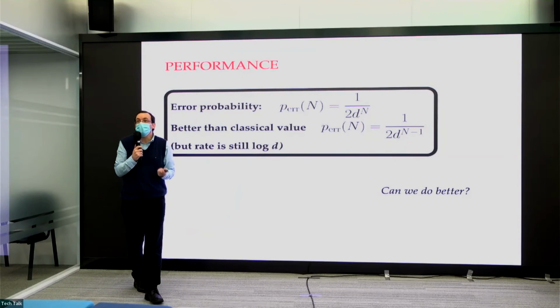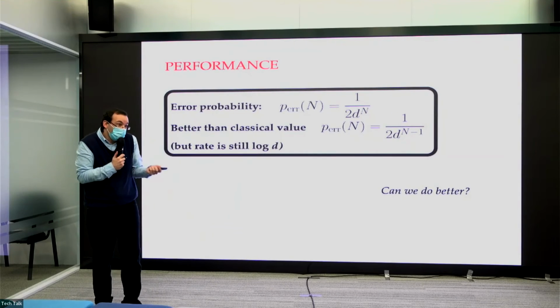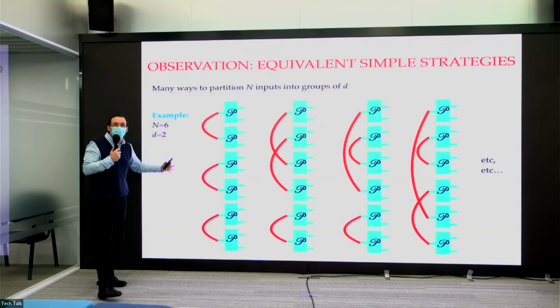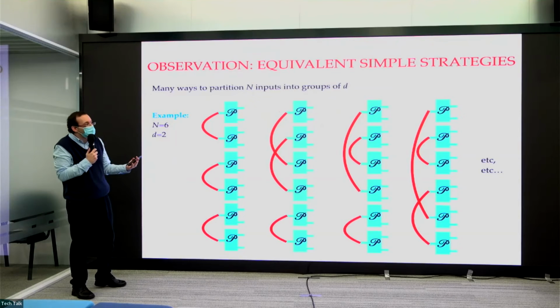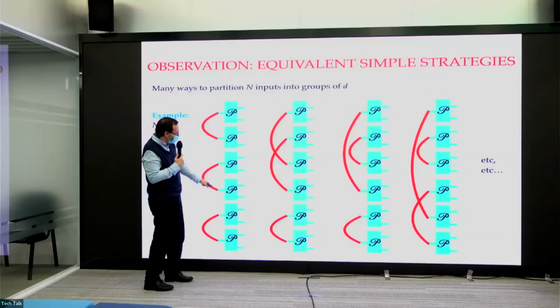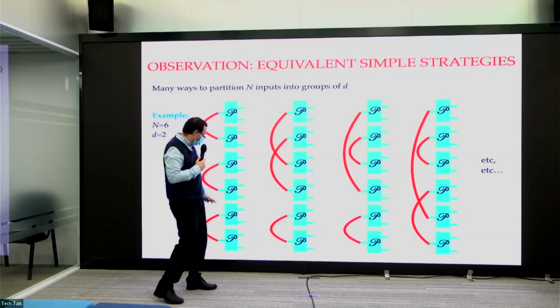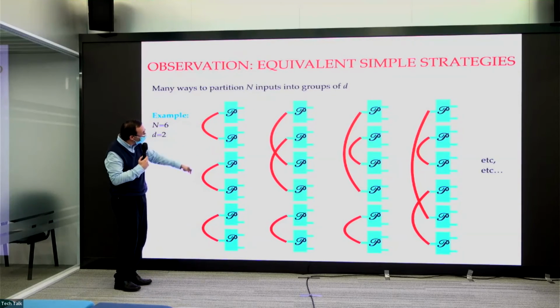So the question is, can we do better? And of course, the answer is yes. And the interesting quantum idea here is, how do we do it? You saw that in that strategy, the best you could do was to divide the inputs in groups of 2 and to connect them in pairs.